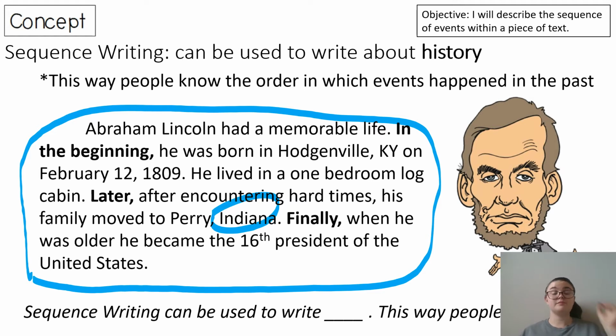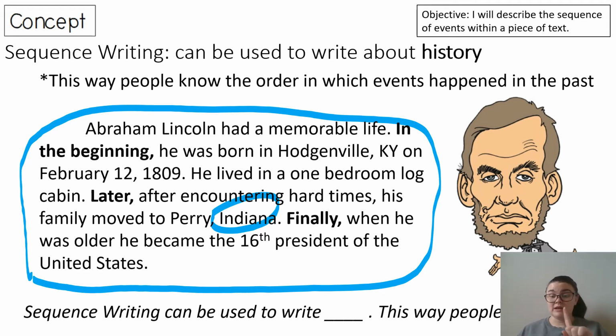Okay, so knowing this is a piece of our history. Think about Abraham Lincoln. He was a president. Do you think he was a president first, or do you think he was a student first? Which one of those things did he do first? The answer is he was a student first, right? He went to school first, then he became president.